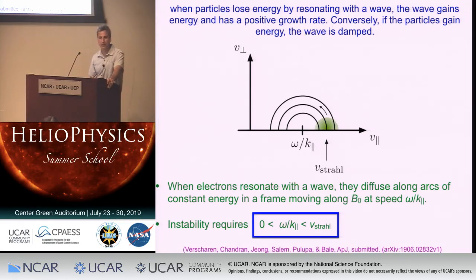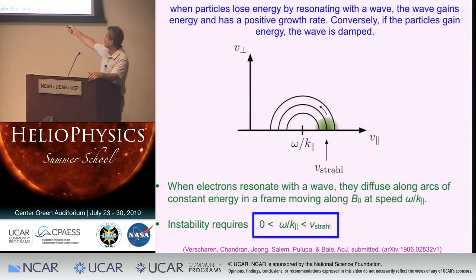Let's make use of our idea of wave frame energy conservation. Here's again a plot of V parallel and V perp. The straw that I was describing has a large V parallel and a small V perp. It's represented by this green semicircle on the right. Imagine that these electrons interact with a wave whose parallel phase velocity, omega over k parallel, is less than V straw, V straw being the parallel velocity of these straw electrons. In this case, when the straw interacts with that wave via quasi-linear diffusion, the electrons diffuse along these semicircular contours of constant energy in the wave frame, and their total energy in the lab frame decreases, right?